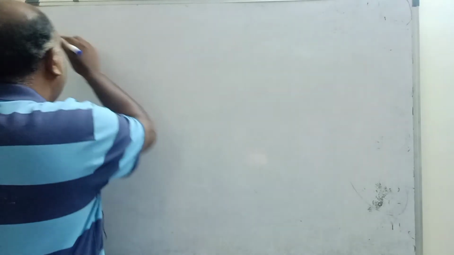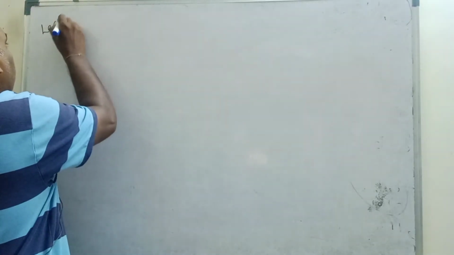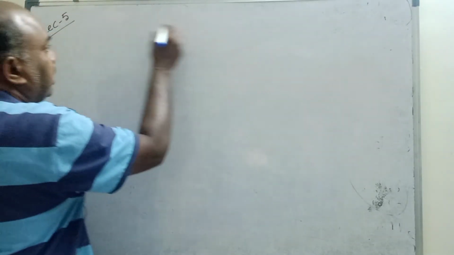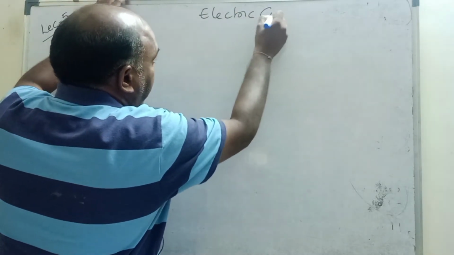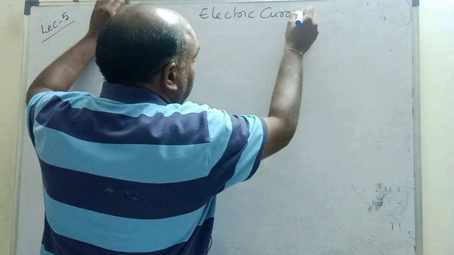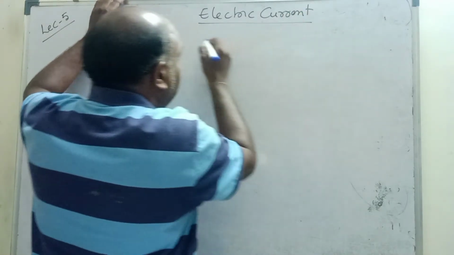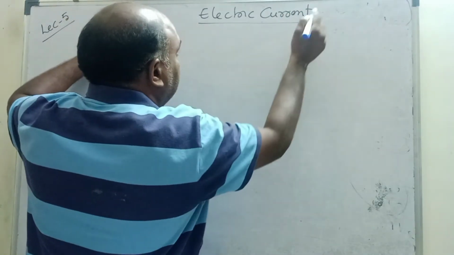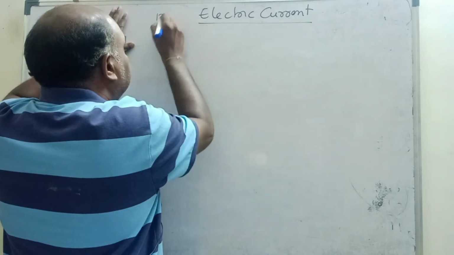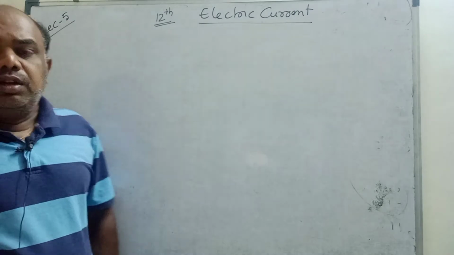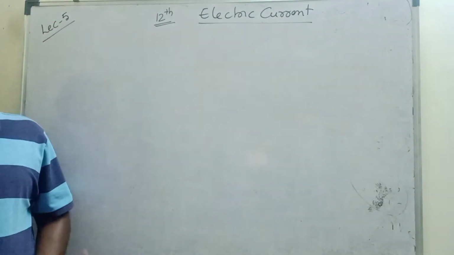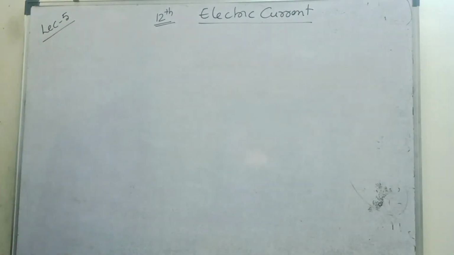Now, this is lecture number 5. Electric current. Class 12 electric current. This is the most important topic, meter bridge.